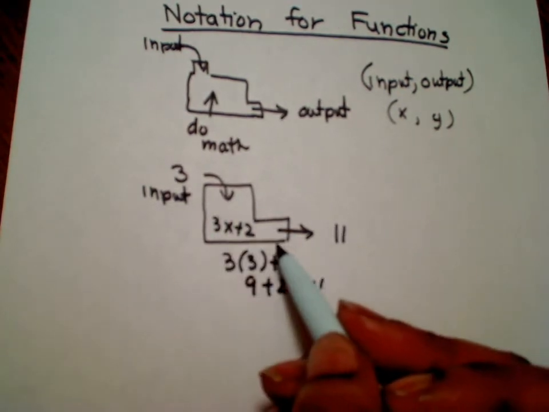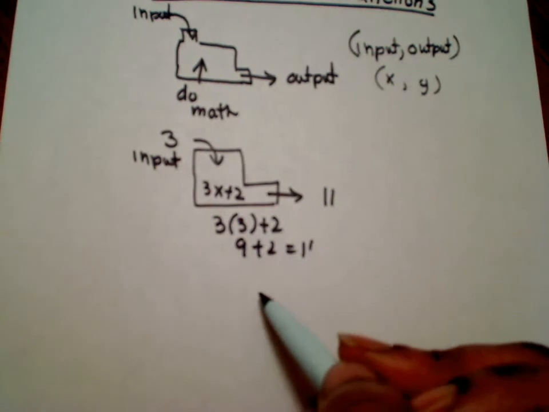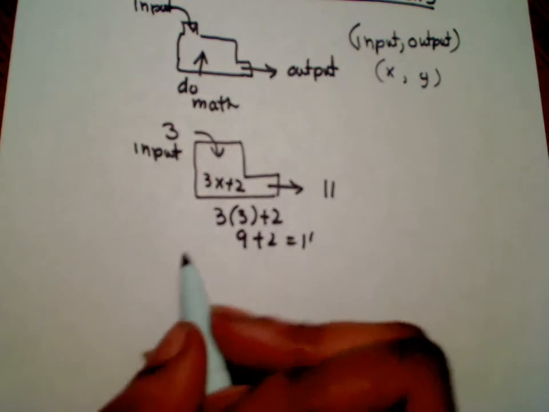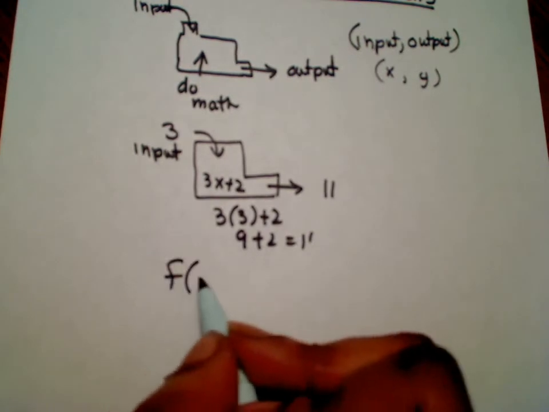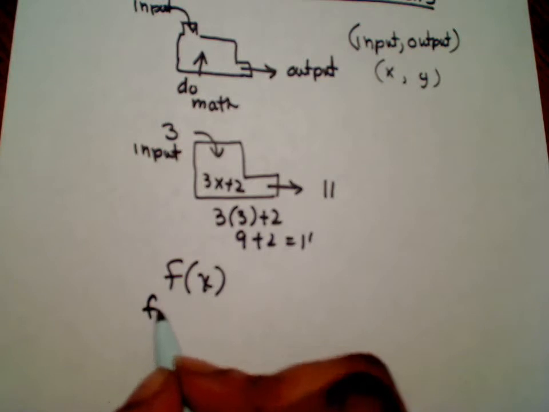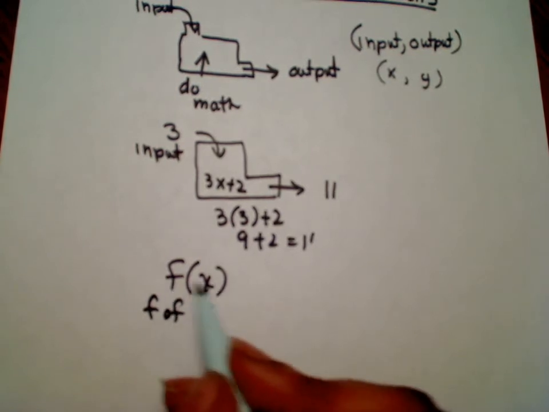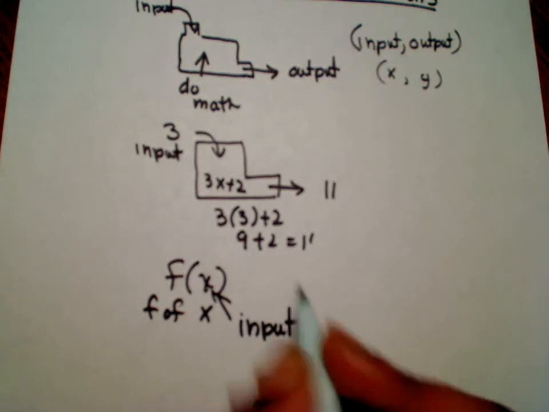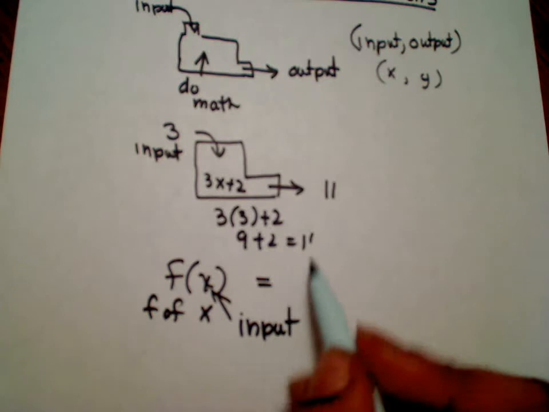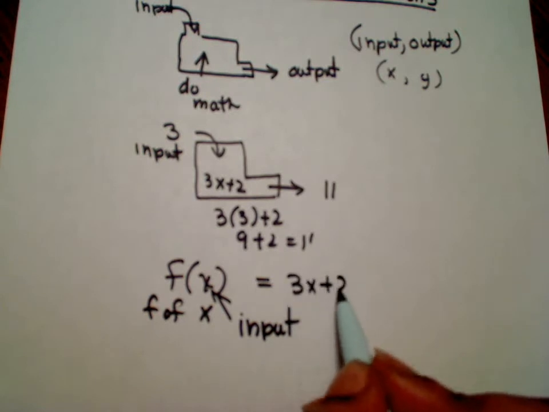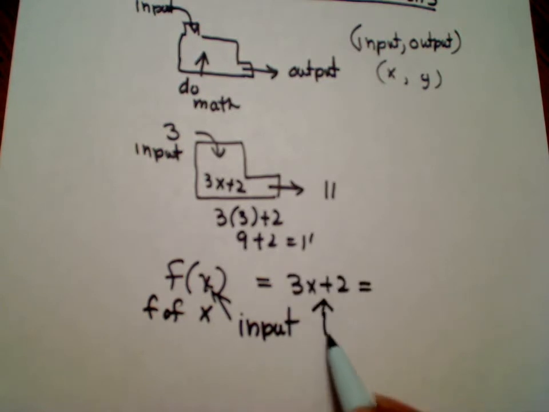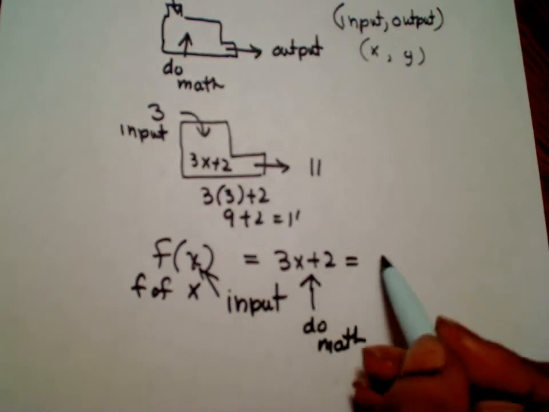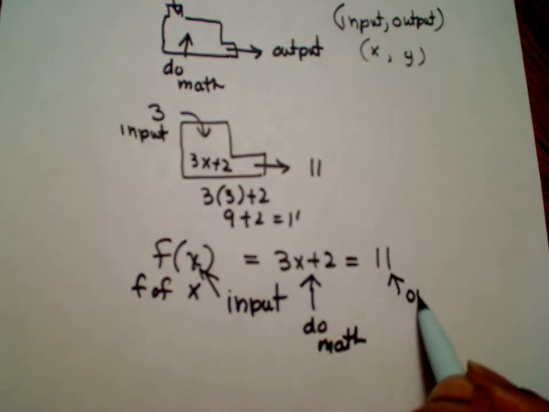This is called a function machine. Now, a way that they write it mathematically, rather than drawing this little machine, they'll use something like f of x. Now notice this is read f of x. These are not multiplied. The x is your input, just as you had here in this machine. The math you'll do, and when you get through doing the math and complete it, you'll have, like we had, 11, which is the output.